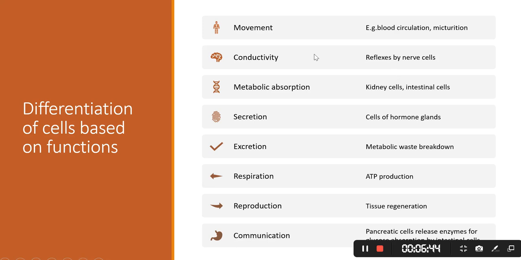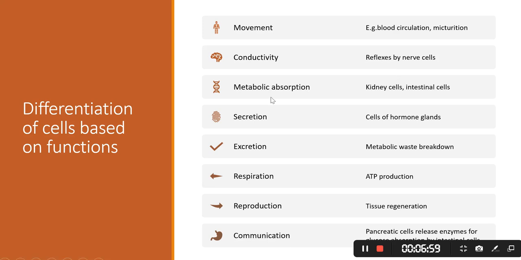Then there are some cells which can conduct. Which are the cells which can conduct? They are the reflexes by the nerve cells. Like when you touch a hot surface, how do you know that you have to move your hand away if you are touching a hot surface? That is by conductivity with the brain.